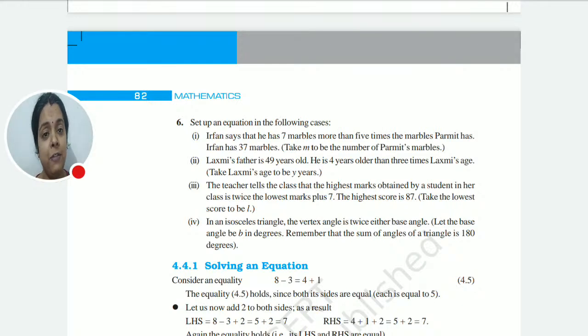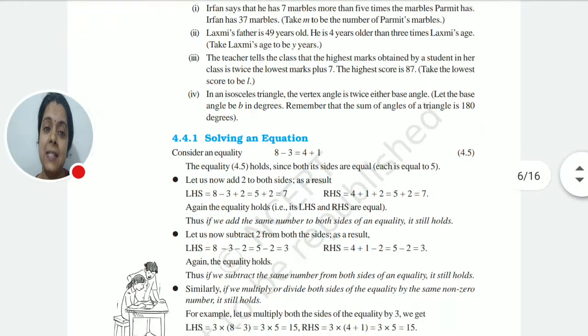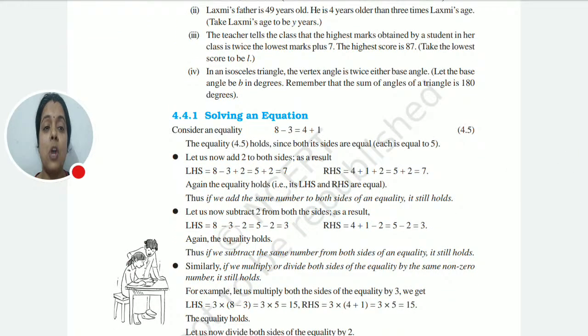So the first step we have covered is how to write the equation from the statement, right? Question number 6 taught us how to write in the form of an equation. Now, if you have got the equation, how to solve it, that is the most important thing. The next exercise is about solving an equation. This is the next step we need to follow.